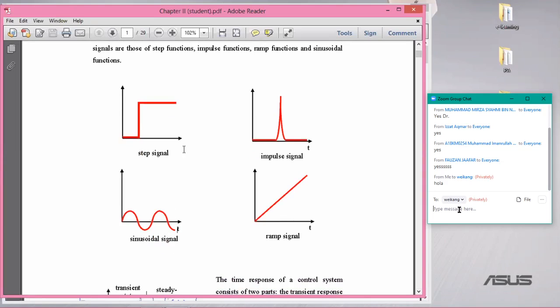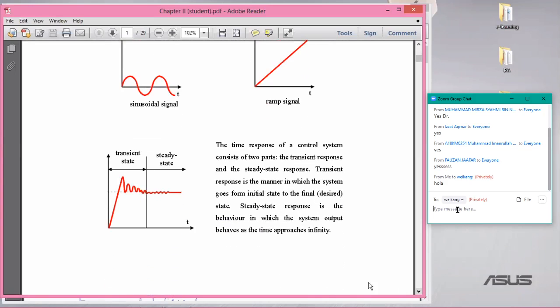Now imagine that the system is subjected to one of these inputs, and we are going to observe the output. In general, the output is going to behave something like this. It's going to take some time before it reaches the final solution. We call this the transient. This is the output versus time. This is what we mean by time response. We are going to observe the output variable with respect to time.